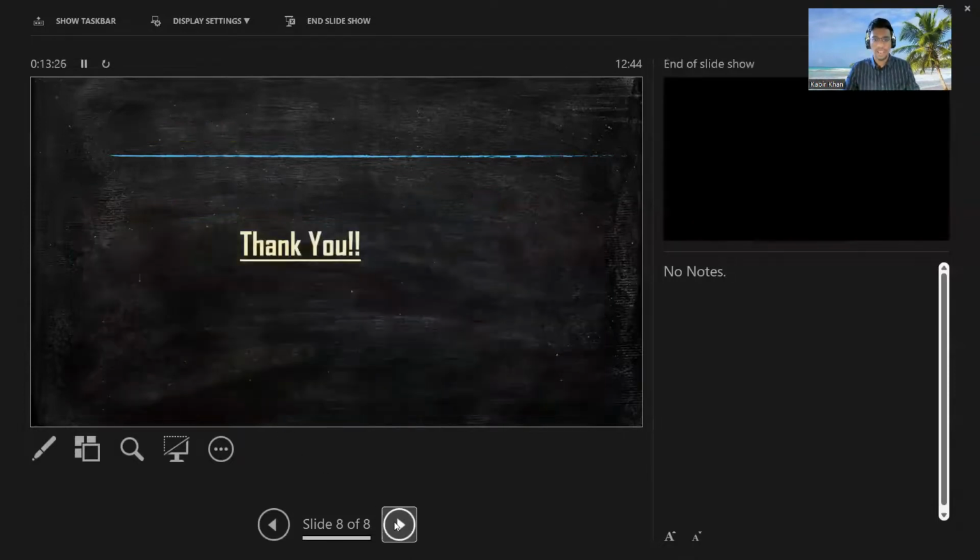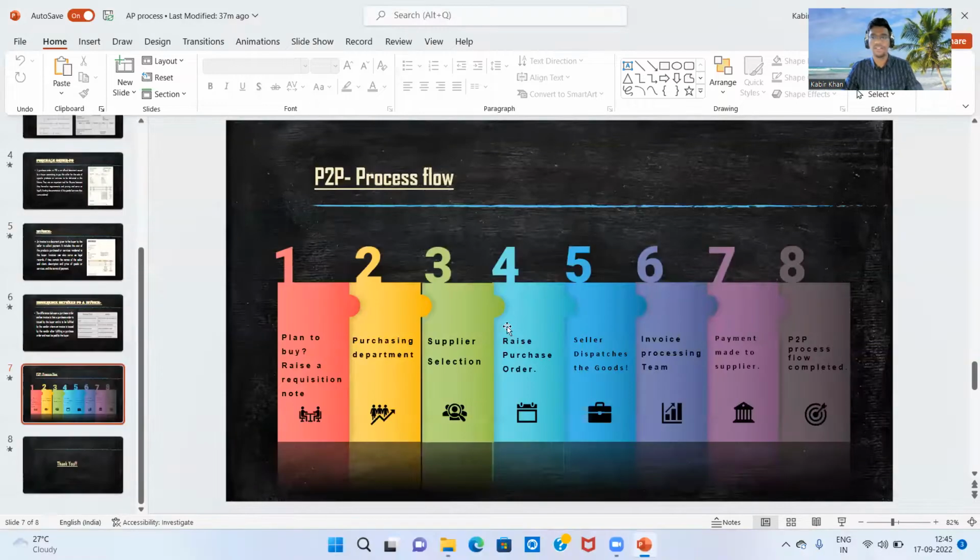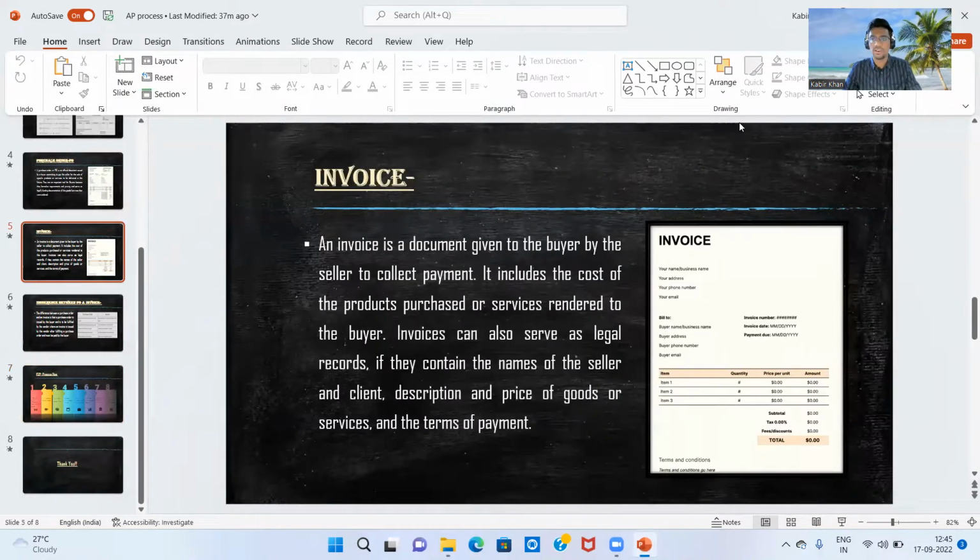So that's all I have for now. In the next videos, we will discuss in detail what entries are processed by the invoice processing team and how the invoice processing team works. Because in the P2P, we have different sub teams: the help desk team is there, the invoice processing team is there, and GRIR, goods received, invoice received note. All these teams work separately.